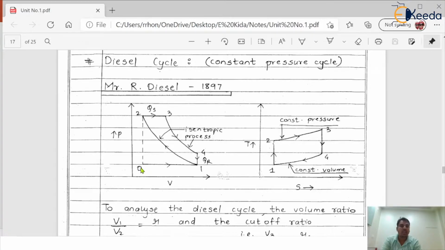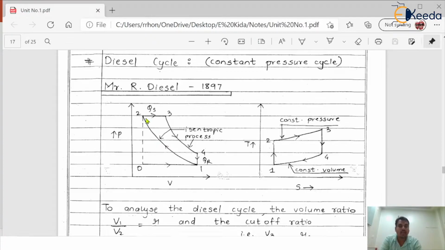Initially, in the case of the diesel engine or diesel cycle, only air comes inside the engine cylinder. This is called the suction process. During suction, the volume increases and the pressure of air remains constant. During the compression process, whatever amount of air is present inside the engine cylinder gets compressed, and this comes under process 1 to 2. This is called the isentropic compression process. During this process, the pressure of air increases and its volume decreases.